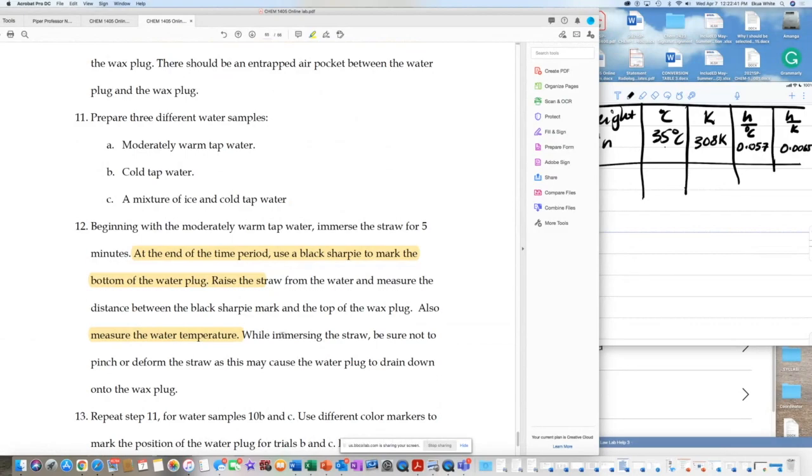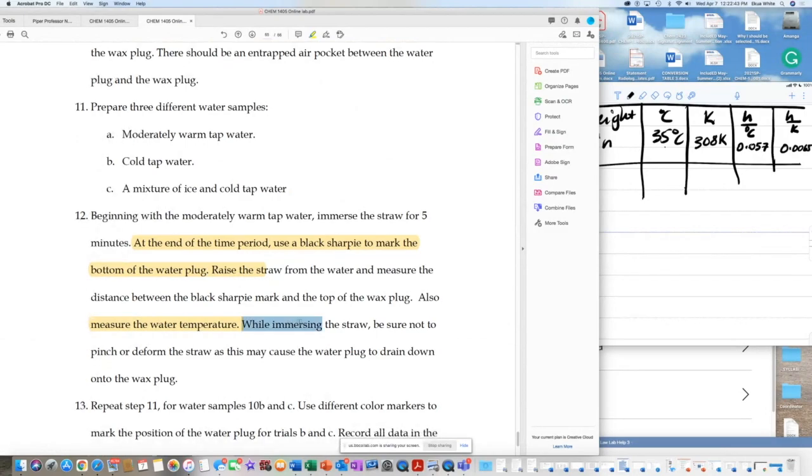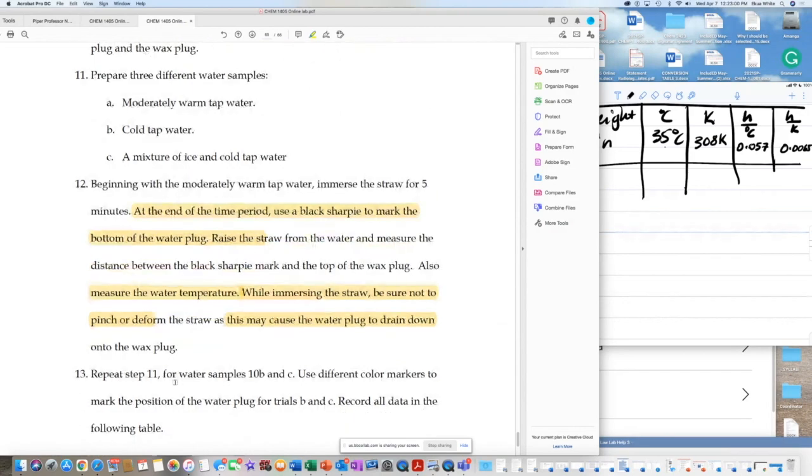You measure the temperature, and then it says, while immersing the straw, be sure not to pinch or deform, as this may cause the water plug to drain, right? Be gentle. I don't have a gentle grip at all. So it's like, be gentle so you don't squeeze too hard. If you squeeze too hard, you just have everything spill all over, and then you have to start from scratch.